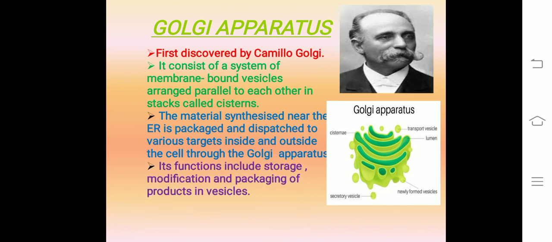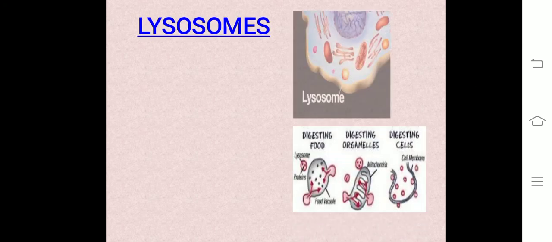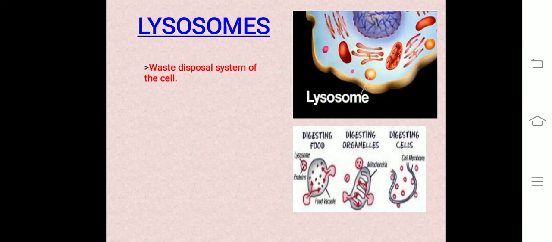Its functions include storage, modification, and packaging of products in vesicles. The Golgi apparatus is also involved in the formation of the lysosomes. What are lysosomes? Lysosomes are a kind of waste disposal system of the cell.